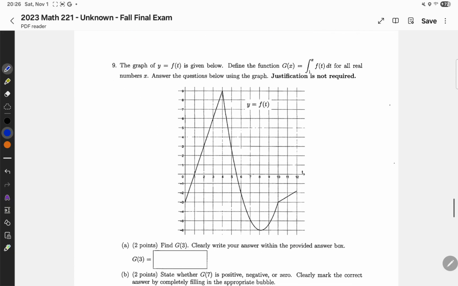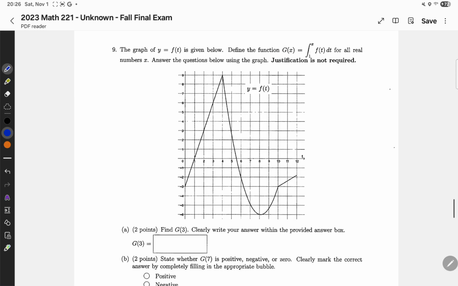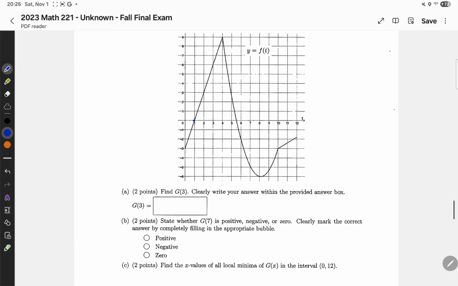Moving on to question 9. Okay, so for this question, we have the graph of y equals f of t below, and we define the function g of x, where it's the integral starting at 1, right here, of f of t dt for all real numbers x. All right, and now we're going to answer the questions below with no justification.